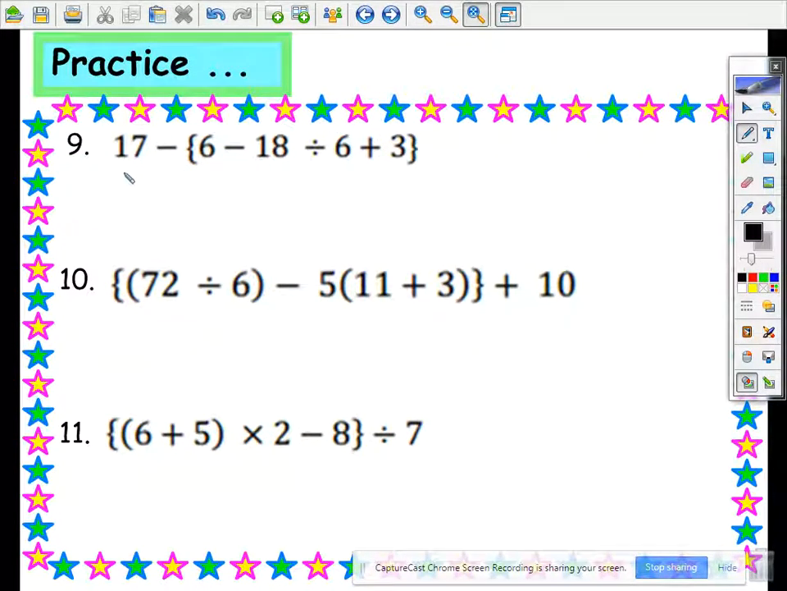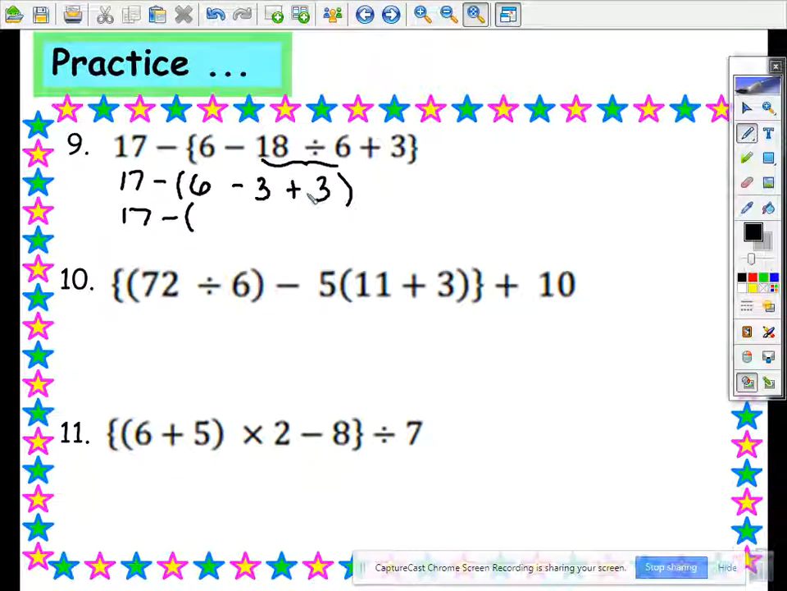Okay, so 17 is going to stay here. We only have one set of grouping symbols here. Inside, we have a subtract, divide, and add. So we know that this divide comes first. I'm going to change these to parentheses because we typically don't like to make those braces. They're a little difficult for many students. 18 divided by 6 is 3. So I'm going to do negative 3 here plus 3. I'm still within my grouping symbols.